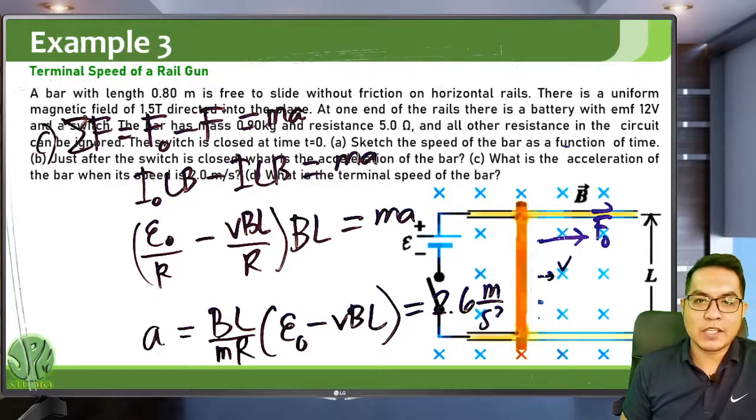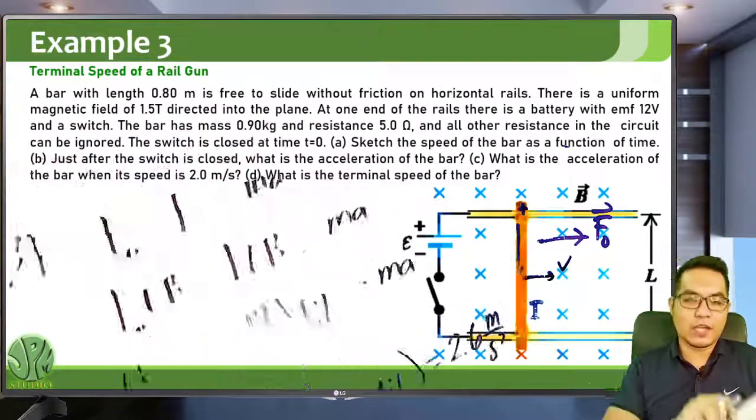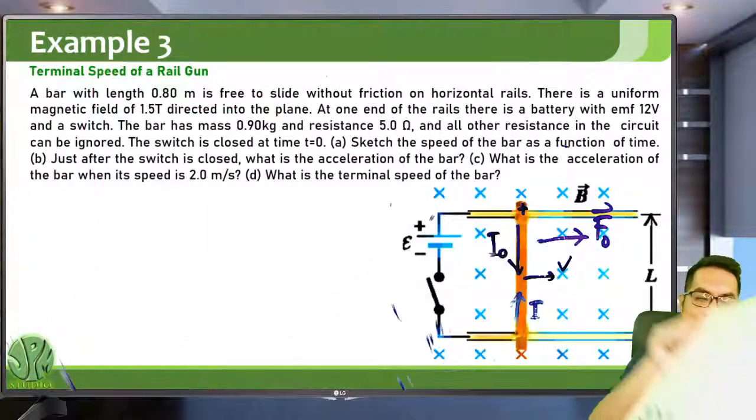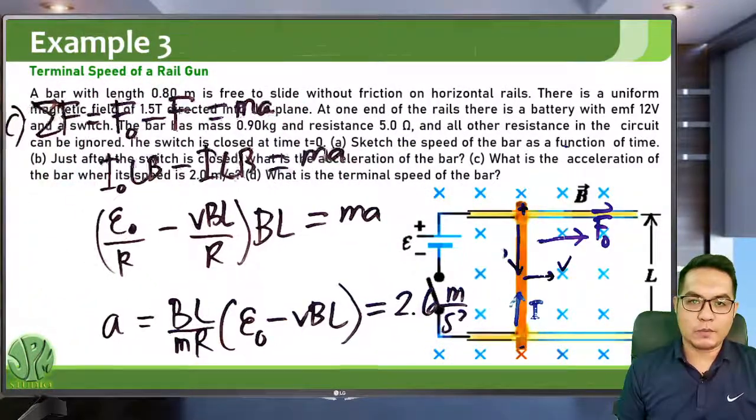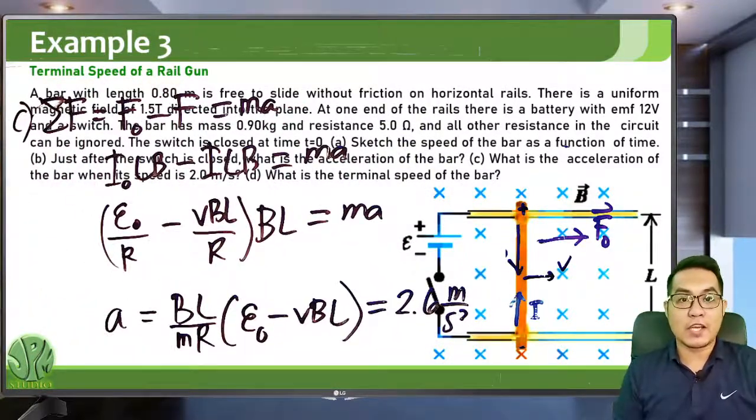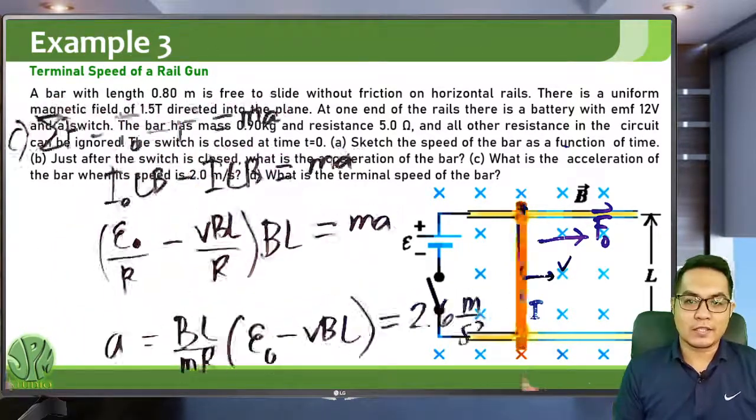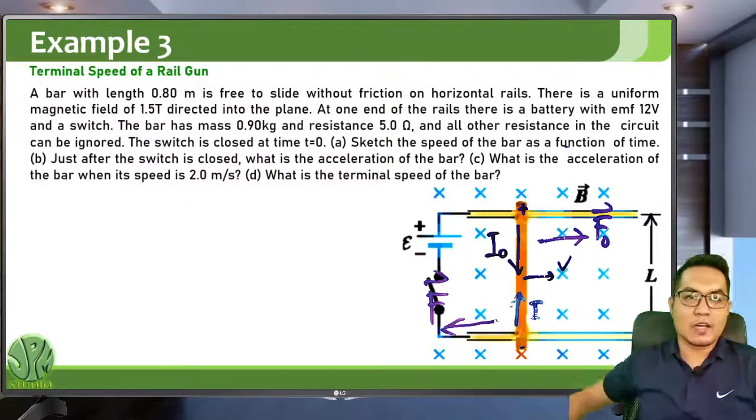So the acceleration is actually decreasing from the original acceleration of 3.2 meters per second squared. After this time, it now becomes 2.6, until such time that the acceleration will become 0 and the two forces are balanced.